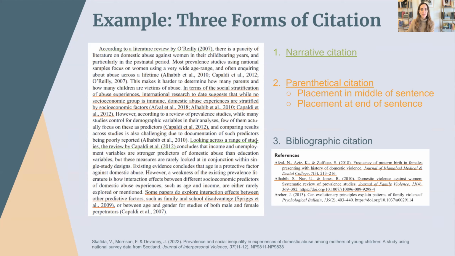And now we have another narrative citation, and then we have another parenthetical citation at the bottom, a couple of them. And then the bibliographic citation is more obvious. That's your reference list. That's where you have your sources completely cited in the reference list. And so this, just in one paragraph, shows you two different forms of citations where the authors are going back and forth between these narrative and parenthetical citation forms.